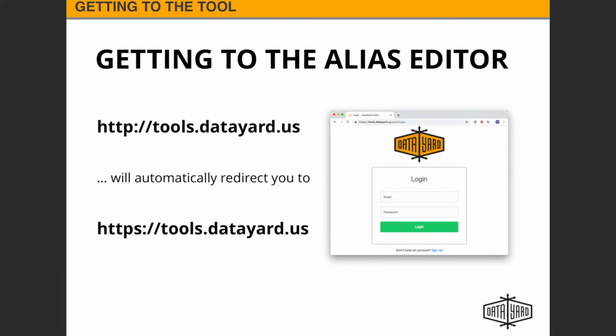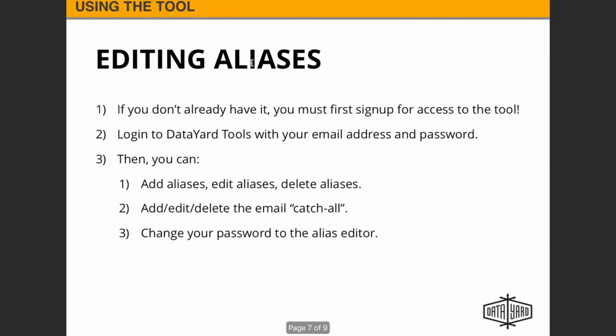So if you meet all the criteria and this tool will work for you, let's get you to the tool and get started. The easiest way to do it is to open up a browser and type in tools.datayard.us. Your browser will automatically redirect you to the secure version of that page, https://tools.datayard.us, which is a secure version, and you should notice the lock there in the web bar. And then it will prompt you with a login.